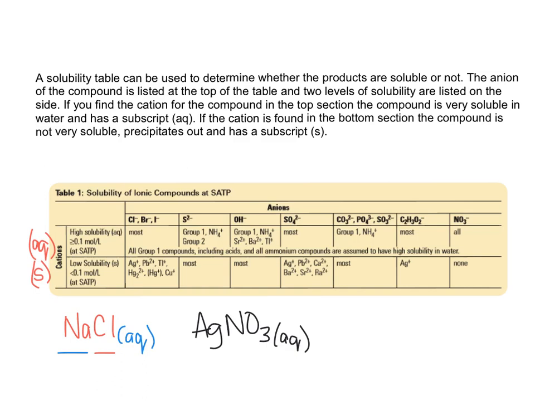Let's do another one. Let's do lead(II) chloride. So we are going to look for chloride again as our anion, and then we're going to look and see where we find lead 2. Most are soluble. Is it one of these on the bottom? There's lead 2 plus. So it's on the bottom, so it's a solid. It does not dissolve. It precipitates out.